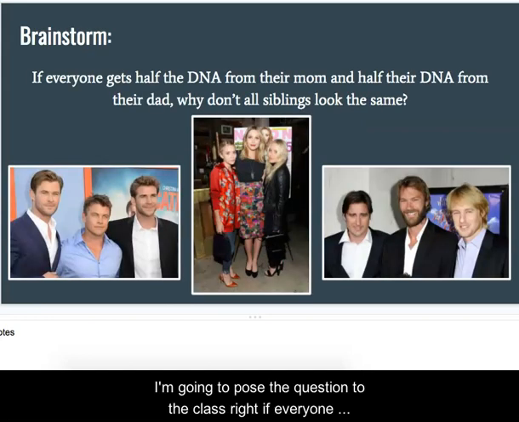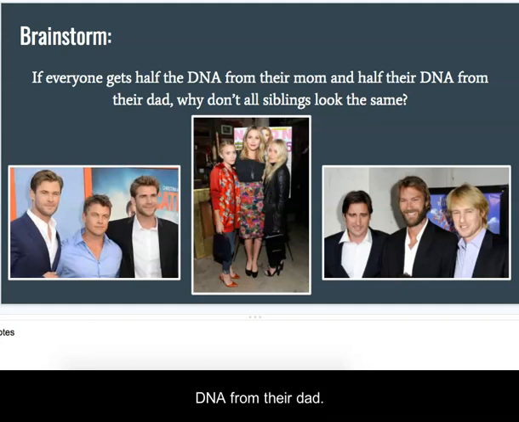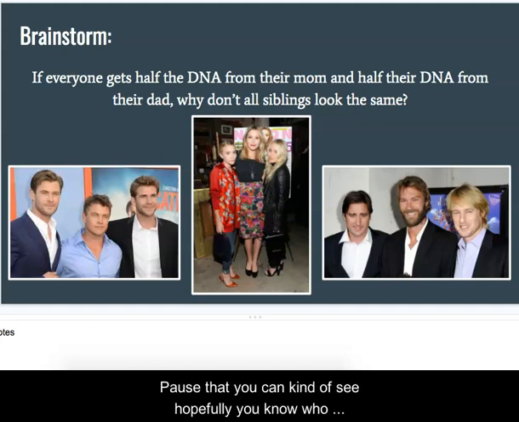So I'm going to pose the question to the class, right? If everyone gets half of their DNA from their mom and half of their DNA from their dad, why don't all siblings just look the same? And I'll pose that. You can see, hopefully you know who these sets of siblings are, otherwise I'm very old.